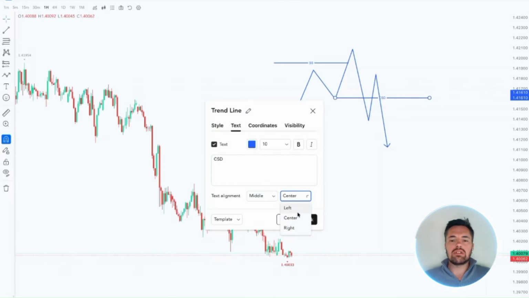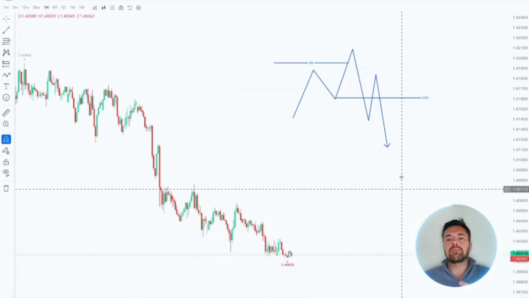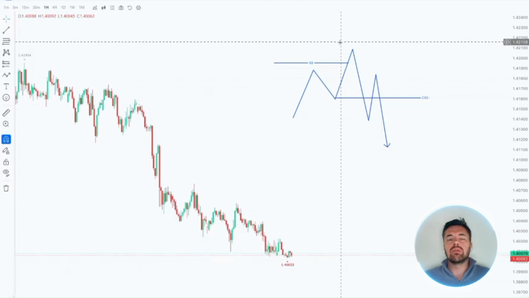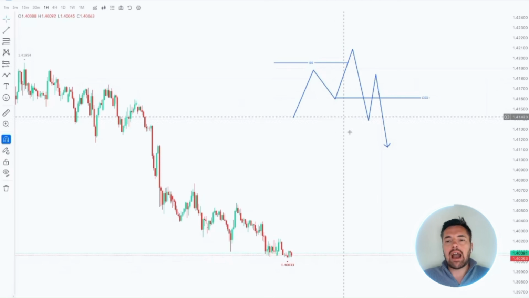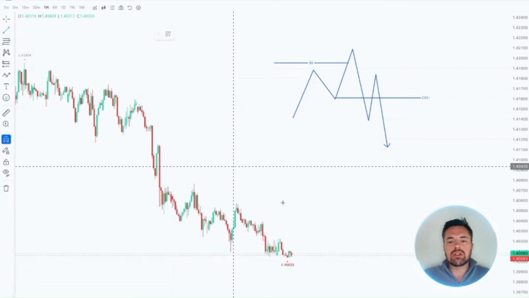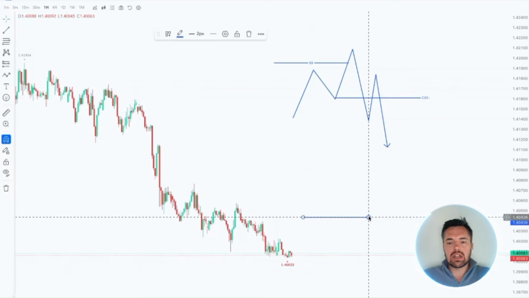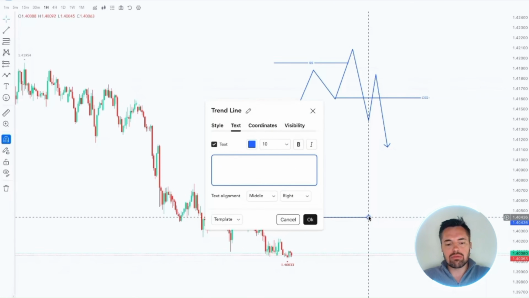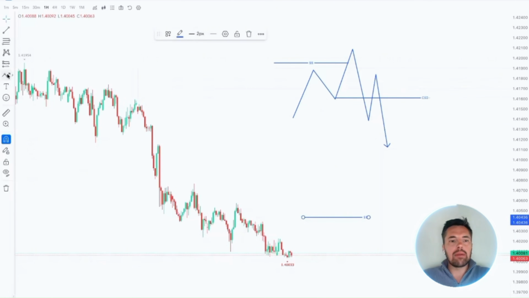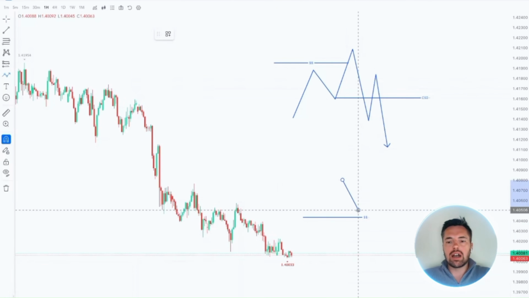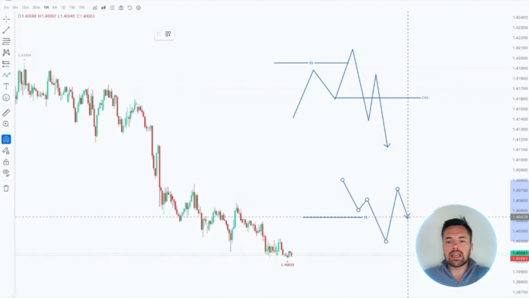A change in state of delivery happens when price breaks a significant structural level in a way that confirms a prior delivery has ended and a new one is beginning. In a bearish delivery, the CSD to bullish happens when price sweeps a previous low, collecting the sell side liquidity sitting there, and then aggressively reverses, breaking above a previous high and beginning to create higher highs. That reversal and break is the change.